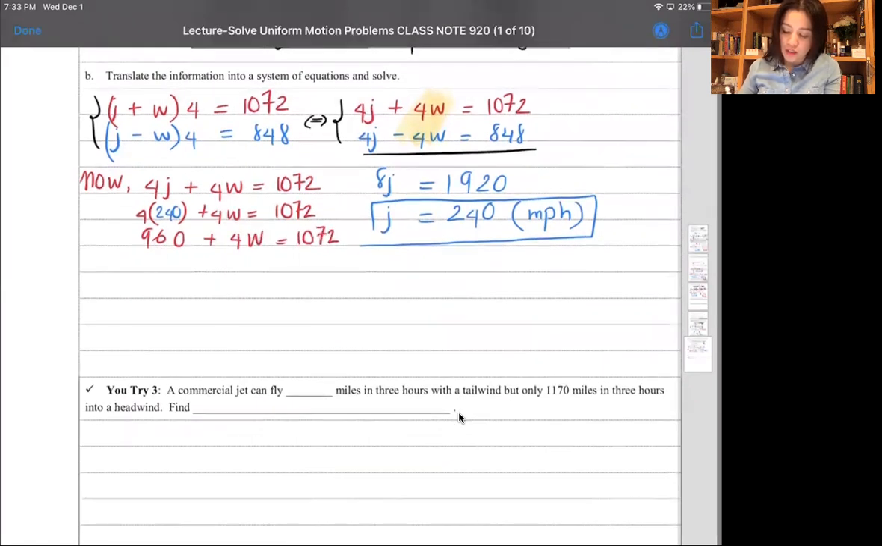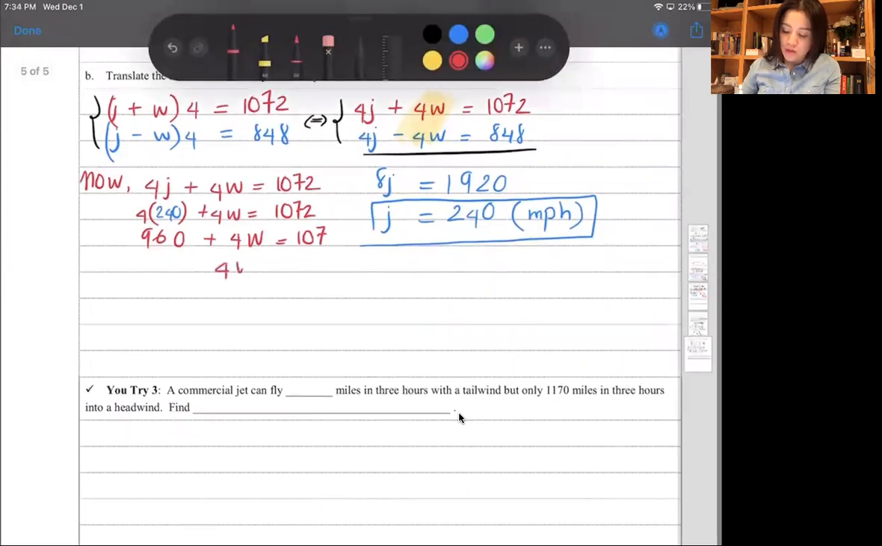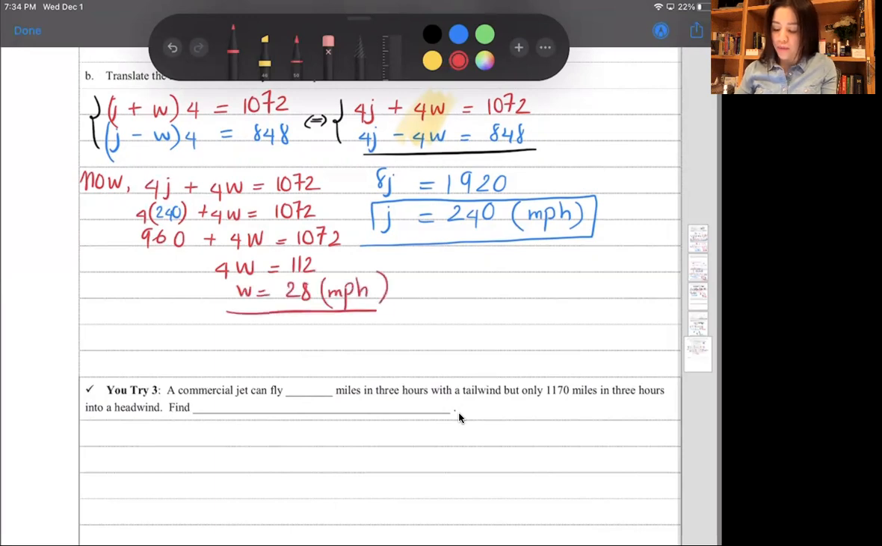Subtract 960. I got 4W equals 1072 minus 960, which is 112. And then divided by 4. W equals 28 miles per hour. So the speed of the wind is 28 miles per hour.